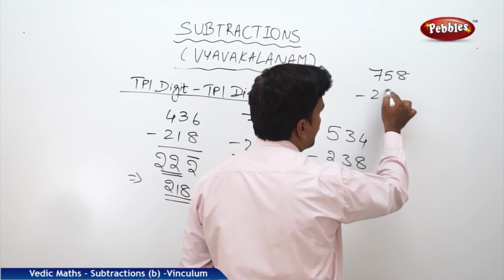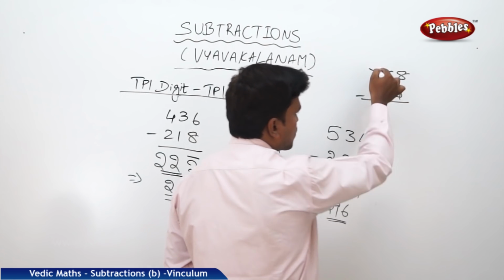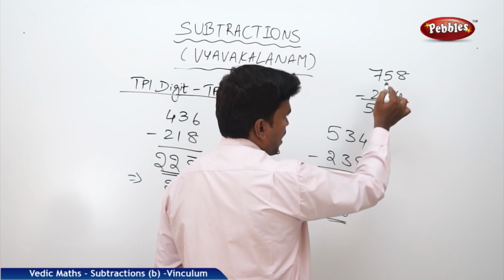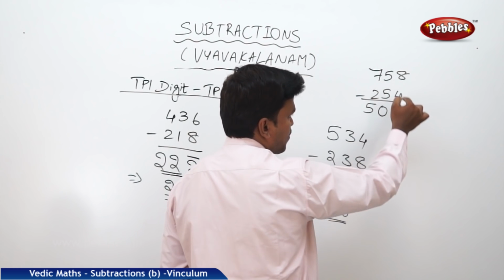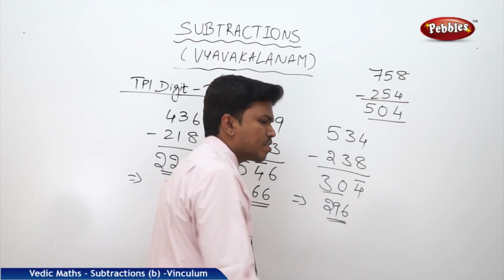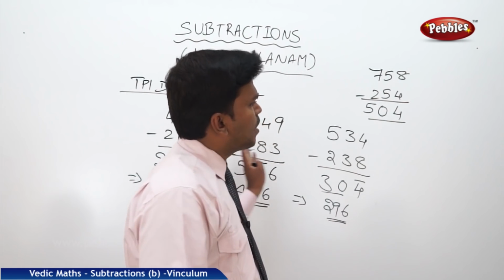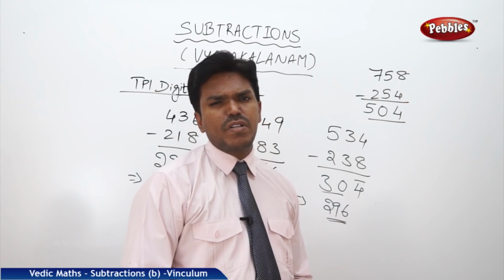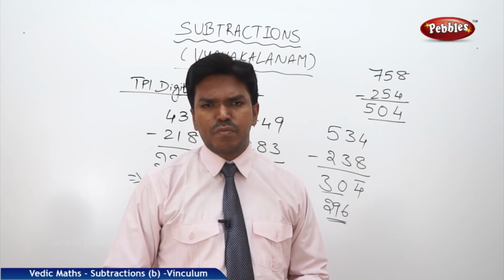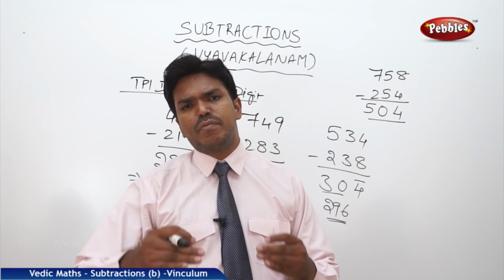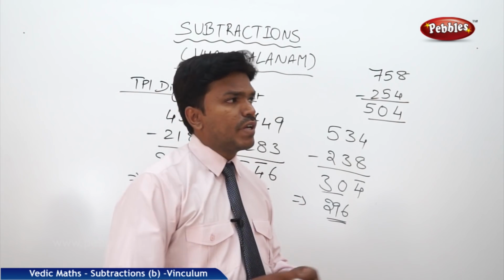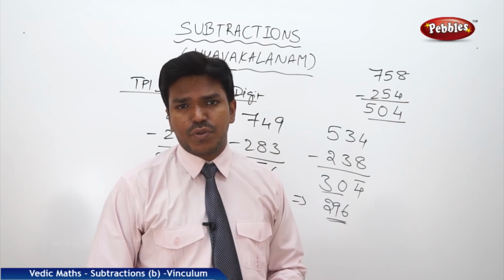758 minus 254. So 7 minus 2, 5. 5 minus 5, 0. 8 minus 4, 4. Directly we got the answer, 504. So like this we can do triple minus triple. Next we will see any digit number minus any digit number. Even 10 digits or 20 digits doesn't matter to us.